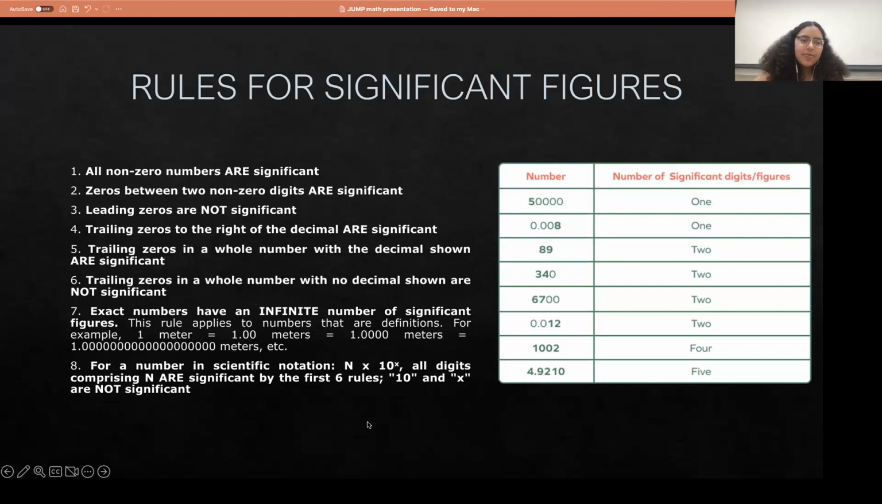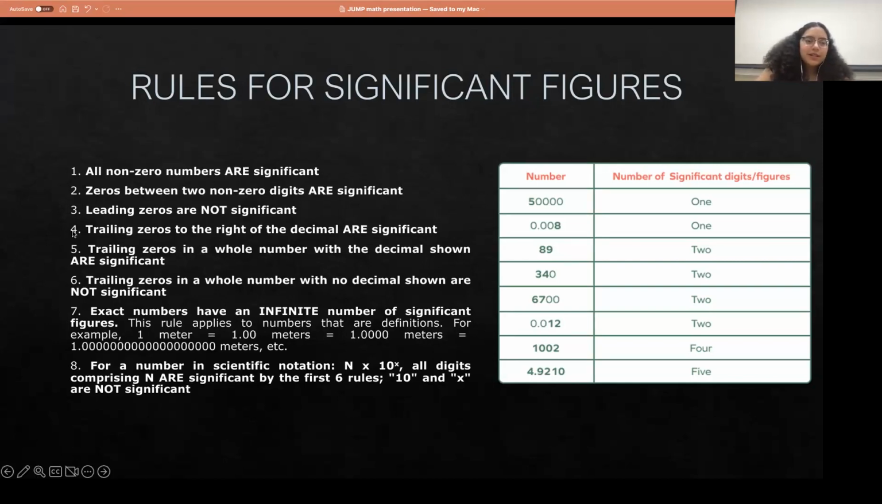And then if we're looking back at scientific notation, if you have a number times 10 to the something, for the number itself you're going to use significant figure rules, but the 10 to the power, those don't count as significant digits. Like 10 to the 2, those aren't significant. But if you have 3.4, that's 2, but if it's 3.40, that would be 3, things like that.